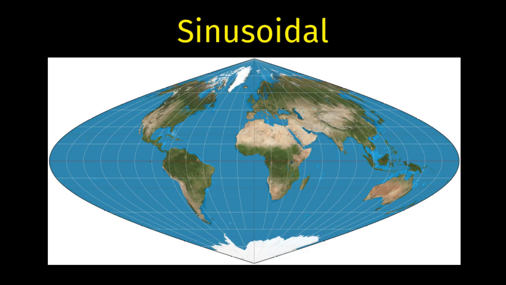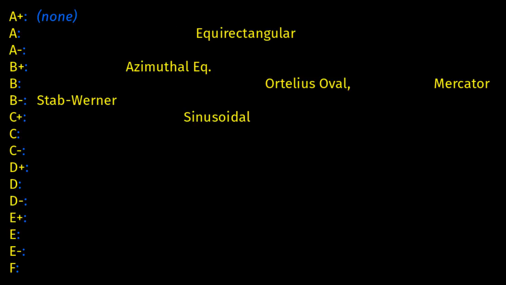Next, the sinusoidal projection. I like the relative mathematical purity of this projection. Like with the Stab-Werner, each circle of the same radius on this projection contains the same area. It is awfully ugly though. Only a small fraction of the map looks okay. I feel this is one of those projections for which for nearly any purpose there is a different projection that I would rather use. C+ tier.